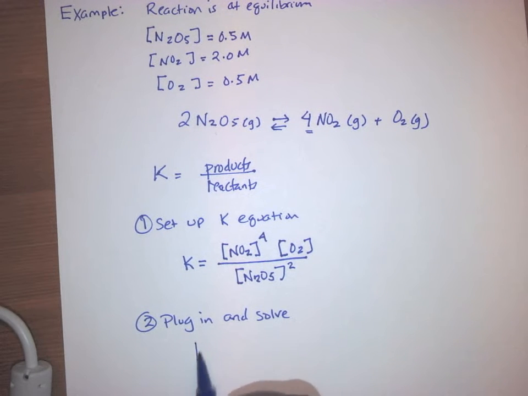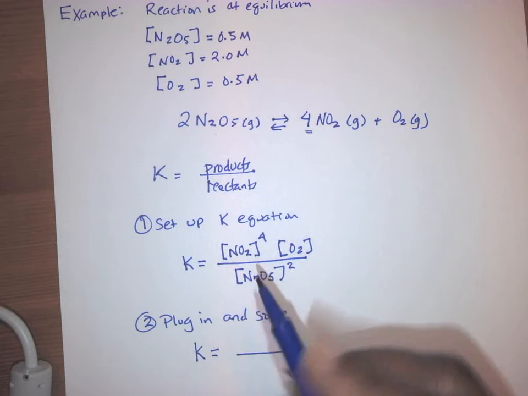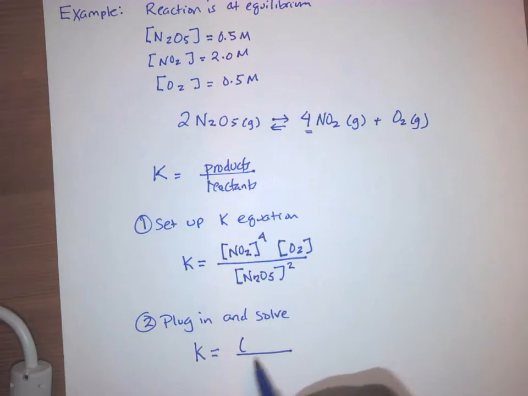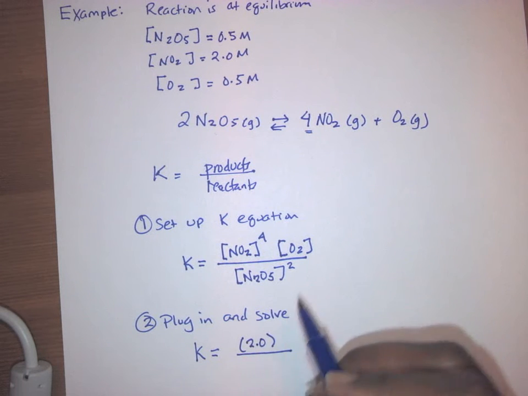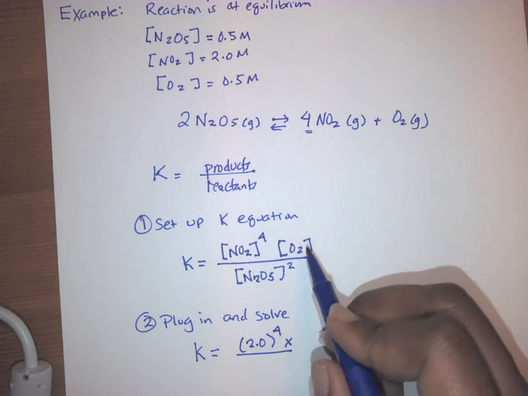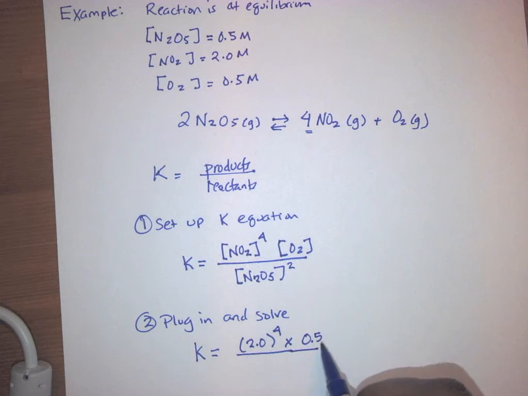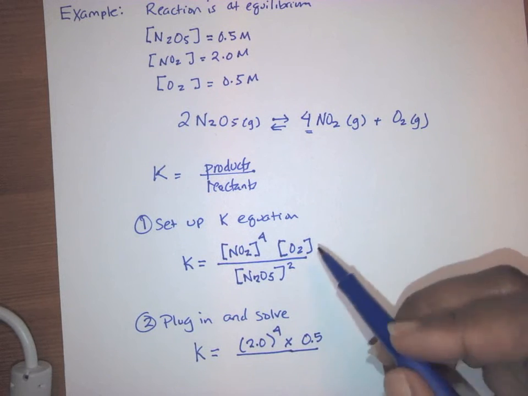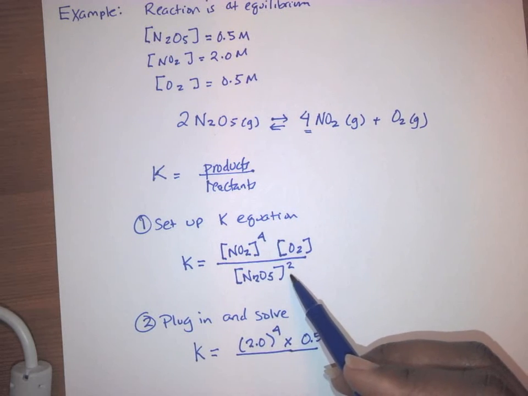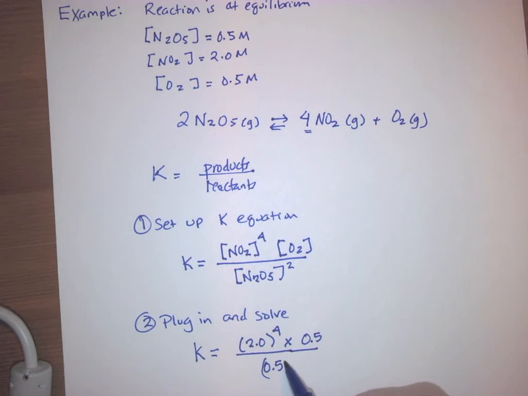So I'm going to write K again underneath here. And we're going to start with NO2, nitrogen dioxide. That has a concentration of 2 molar, so I'm going to put 2. And I'm going to raise 2 to the fourth power. And then I'm going to multiply that by the concentration of O2, which is 0.5. Okay, so that's in my numerator. And in my denominator, I'm going to have N2O5, which its concentration is 0.5, raised to the second power. So just take the 0.5 and plug it in for the concentration. So 0.5 raised to the second power.